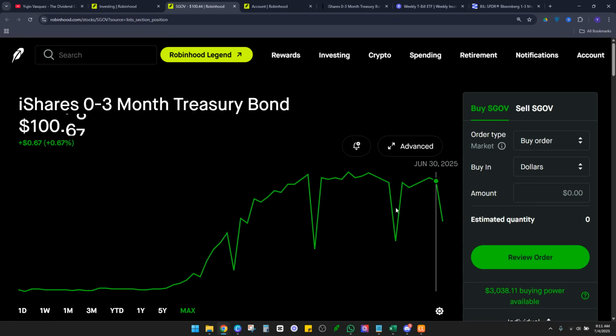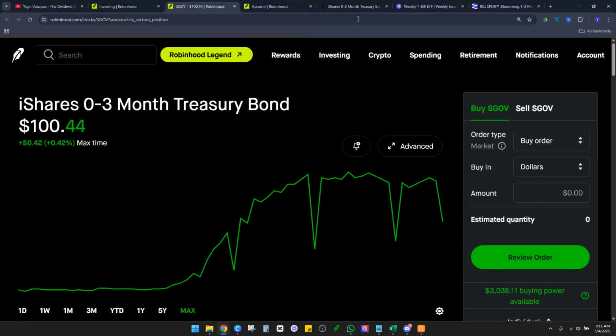This you see right here, this spike up, is because back in 2022, the Federal Reserve was hiking interest rates. Okay, and these Treasury ETFs, they're more or less linked indirectly to that federal funds rate. So, this is where the yield for these Treasury bonds comes from, is from the federal funds rate. All right. Indirectly, of course.